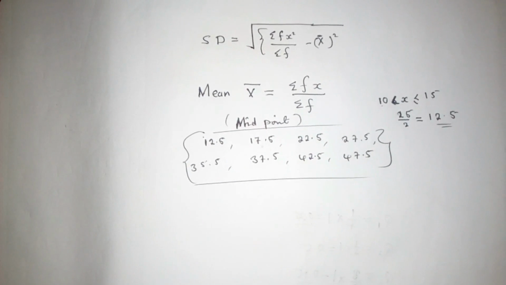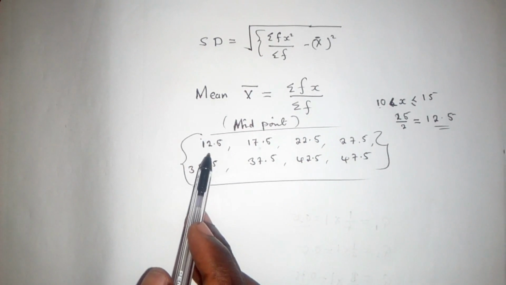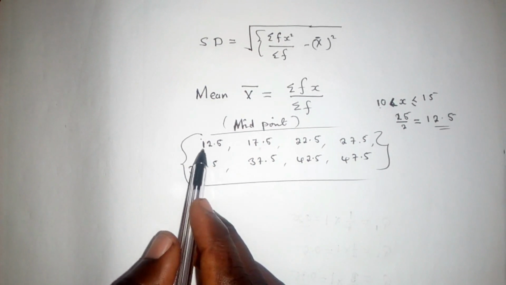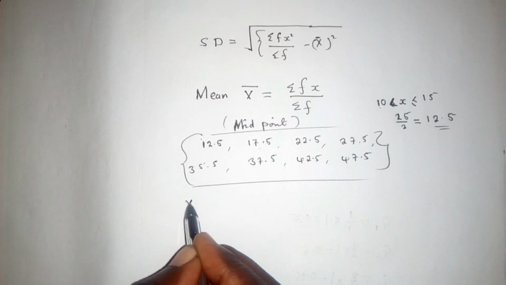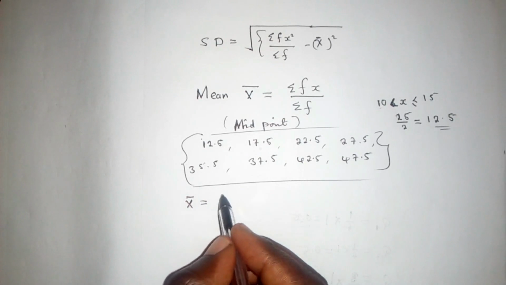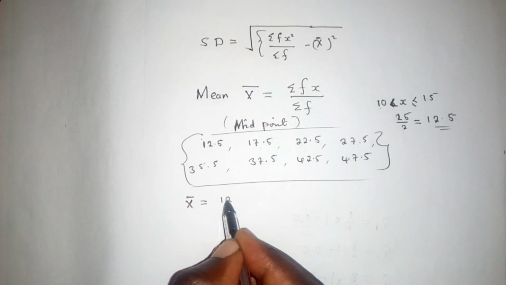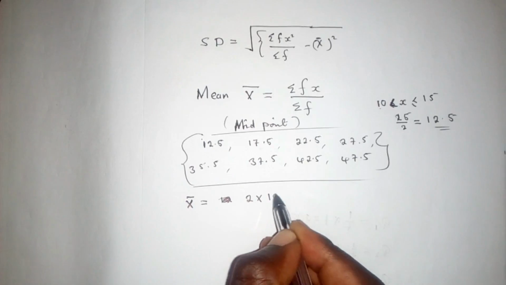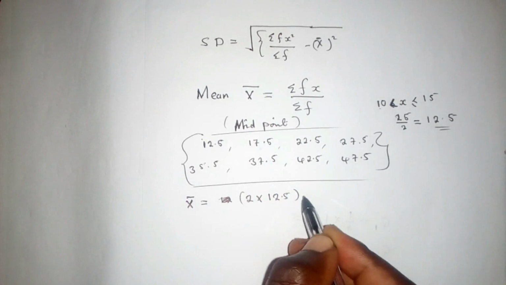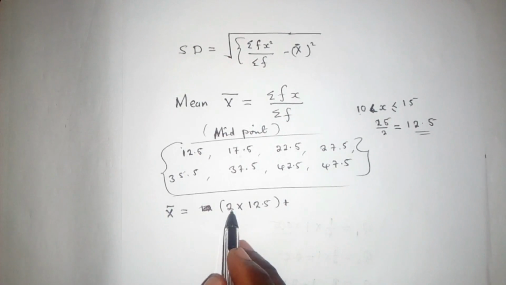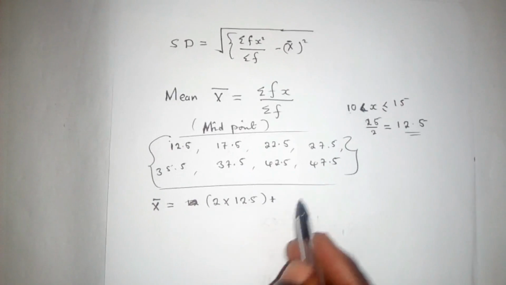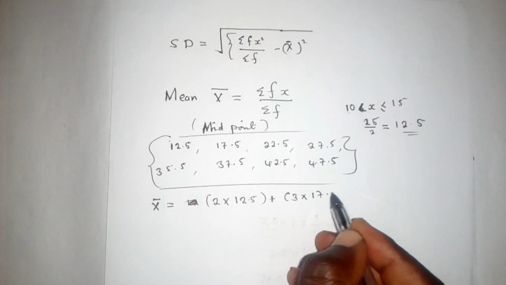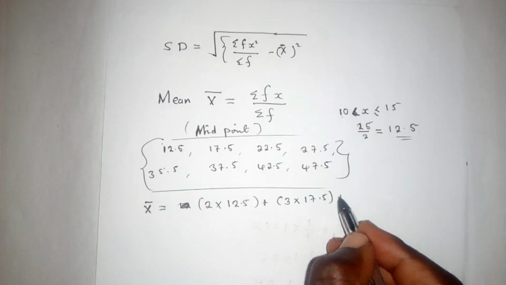So for you to find mean, you start getting each one of these, you multiply it by the frequency which is under. So for example, let me say x bar, which is mean, we'll say equals. I'll start with the frequency, which is 2 times 12.5 plus, hopefully you know where this 2 is coming from. It's the frequency which is under it. 3 times 17.5 plus.